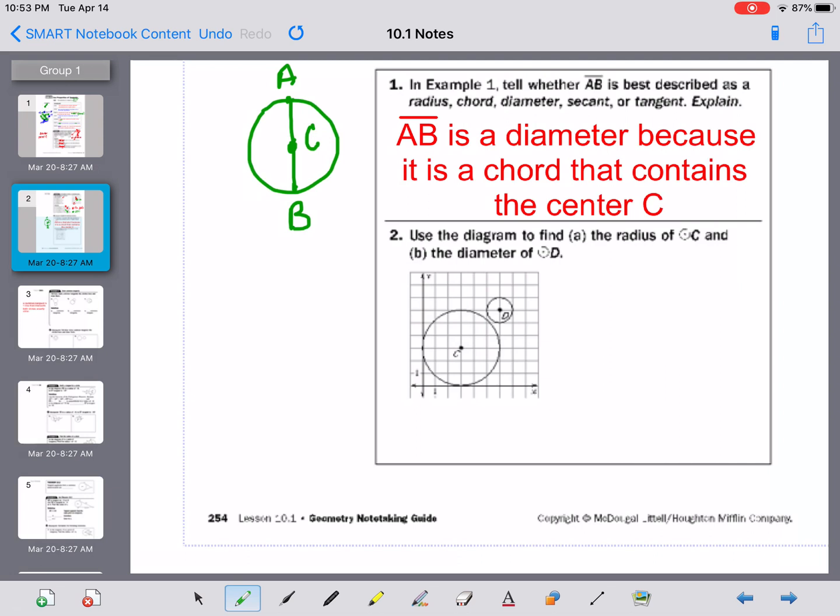And because it went through the center C, we know AB is a diameter. And I guess I already had that typed, so it gives you a quick answer on that one. AB is a diameter because it's a chord that contains the center C.